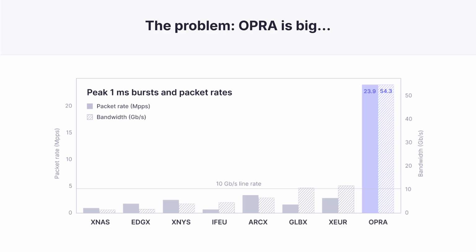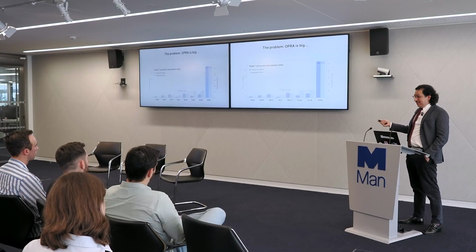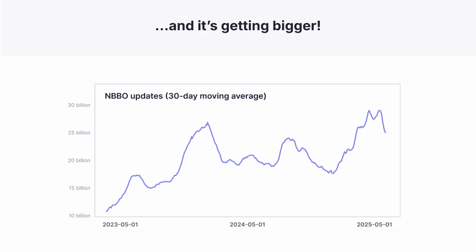So as you can see here, I have a comparison across some of the venues that we offer. And for most venues, you can handle those microbursts with a 10 gig line. With OPRA, that is absolutely not feasible because the peak bursts can go over 50 gigabits per second. Which means that if you are on a 10 gig line, you're going to drop because the data doesn't fit in the pipes. So it's big, it's bursty, and even worse, it keeps getting bigger.